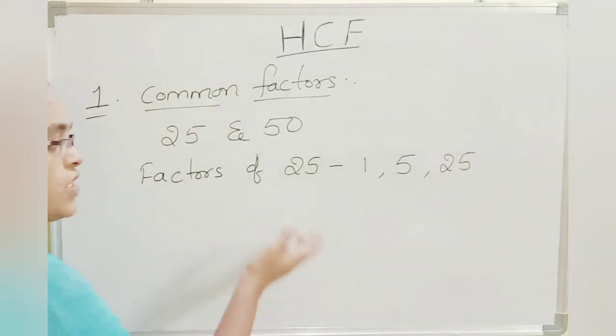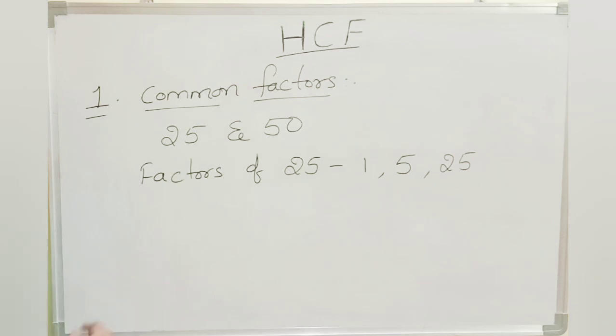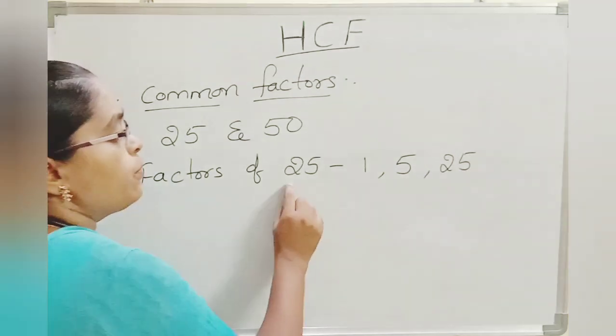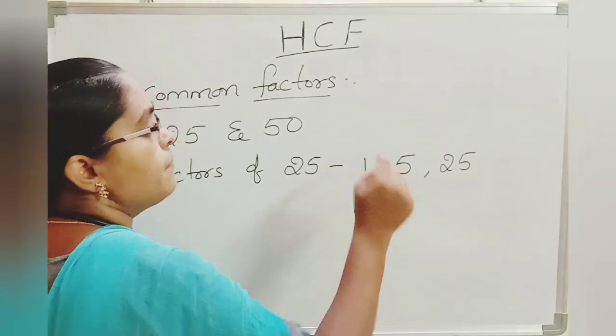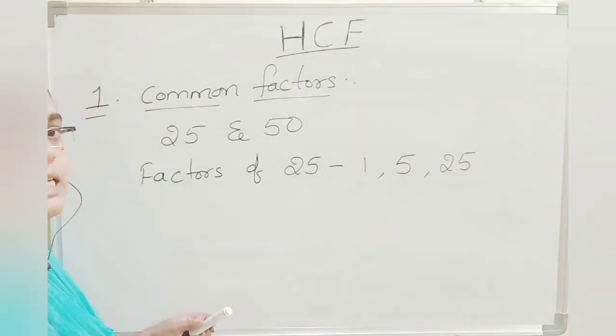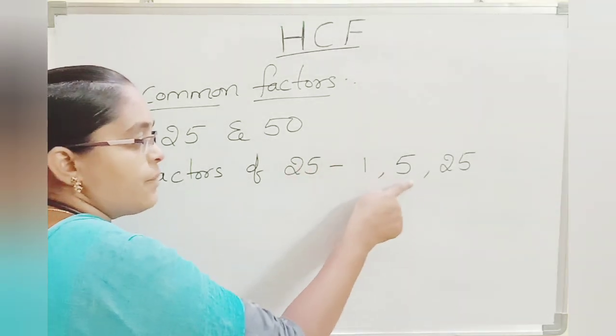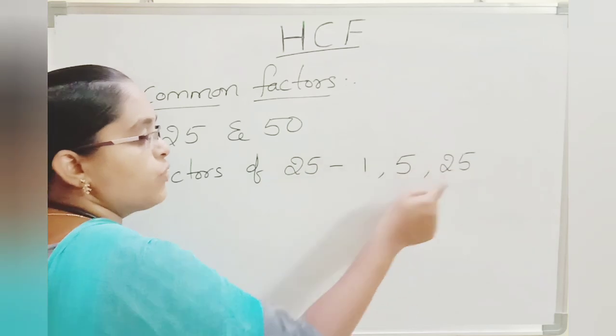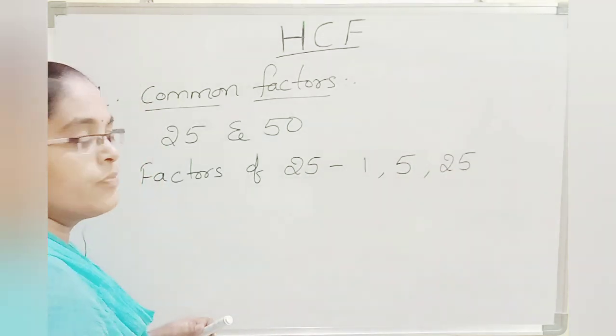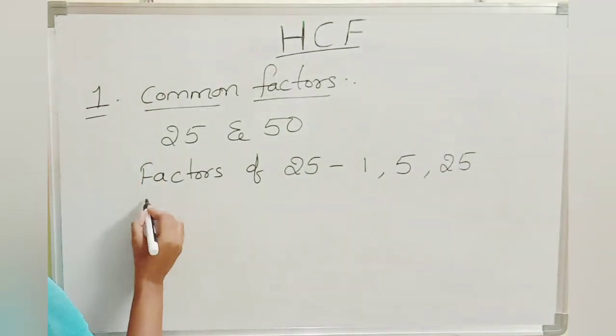See, how do we know which number divides exactly? Instead of that you can follow multiplication tables also. In whichever table 25 comes, that number is a factor of 25. See where we get 25? In the 1 table we get 25, in the 5 table 5 fives are 25, and in the 25 table we get 25. So now write the factors of 50.